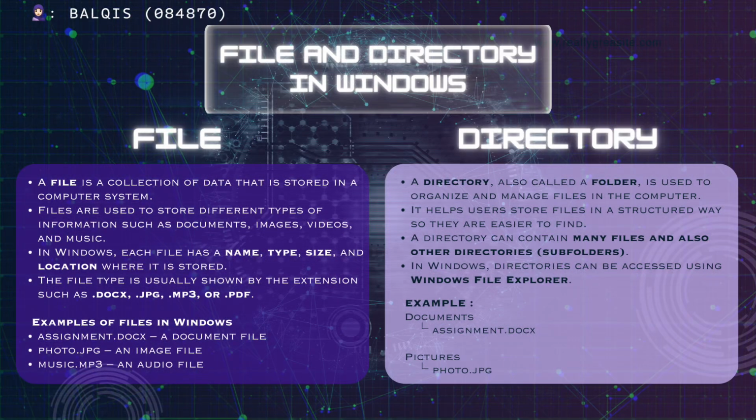Today, I will present about file and directory in Windows. First, a file is a collection of data stored in a computer. Files are used to store documents, images, videos, and audio. Each file has a file name and file extension. For example, docx is for documents, JPG is for images, and MP3 is for audio files. Files also have information such as file size, location, and date created.